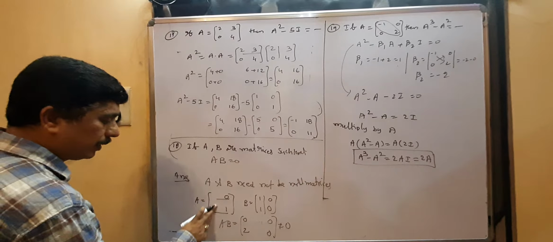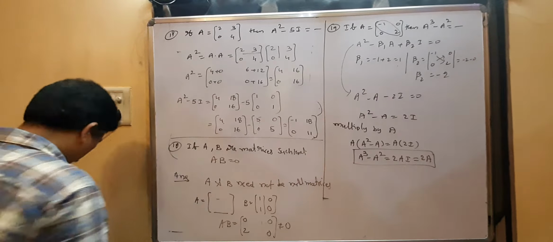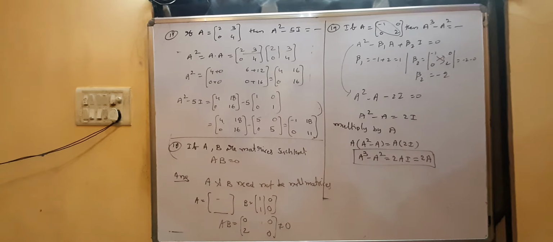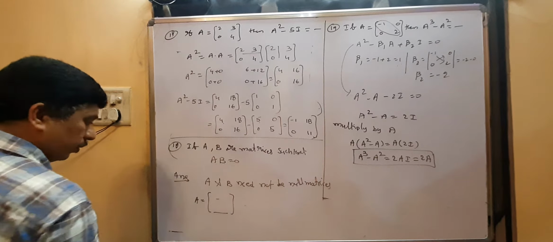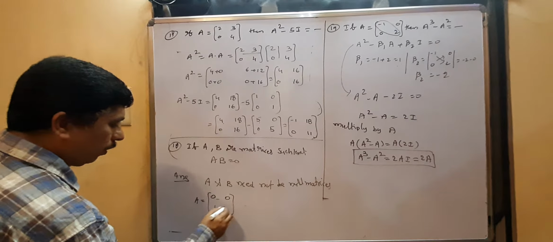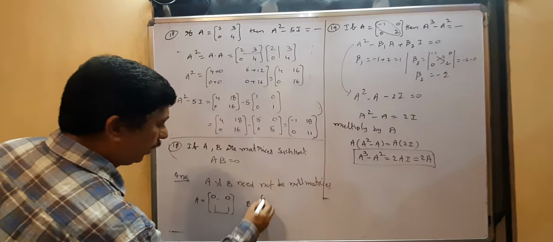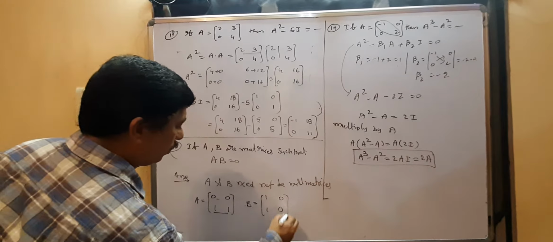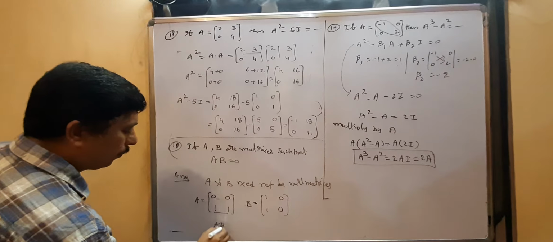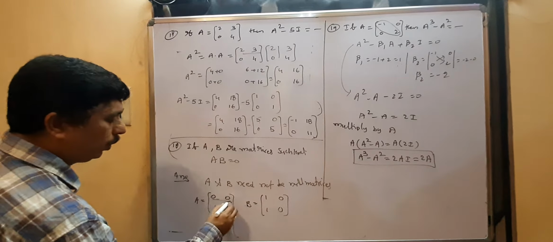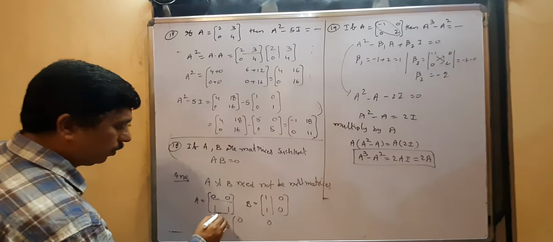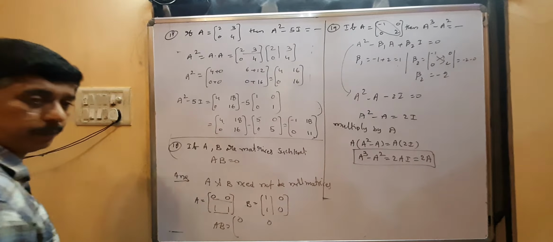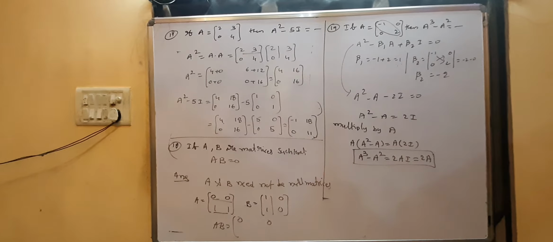Sometimes if you take like this, A matrix is 0 0 1 1, B matrix you can take 1 1 0 0. If you multiply AB now, A is not equal to 0, B is not equal to 0. Row into column gives 0. One second. AB is not equal to 0 we will get.